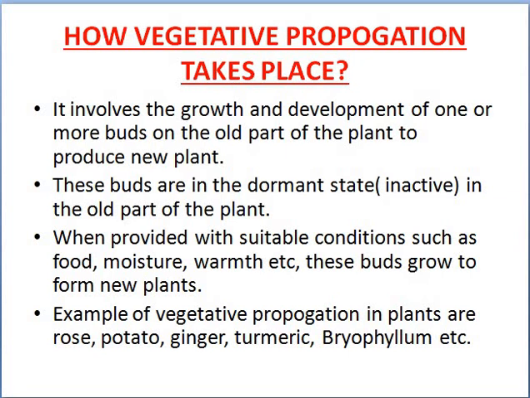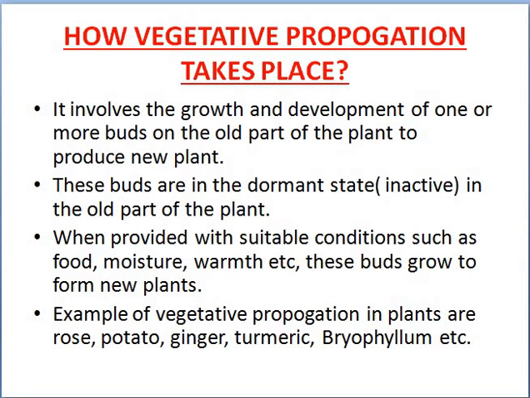These buds are formed on the parent plants. Then these buds are in a dormant state. Dormant state means the buds are still inactive. They cannot function. So these buds are in a dormant or inactive state in the old part of the plant, and they are still attached to the parent plant.